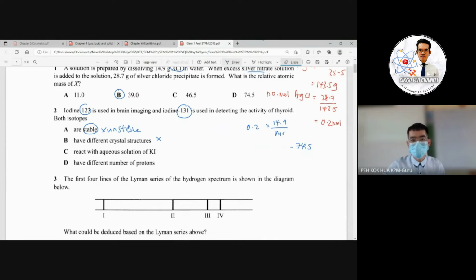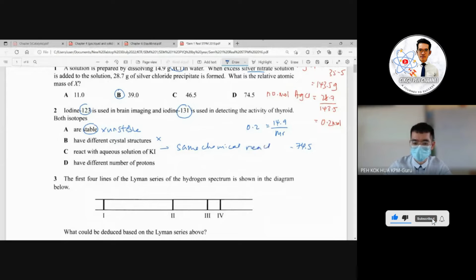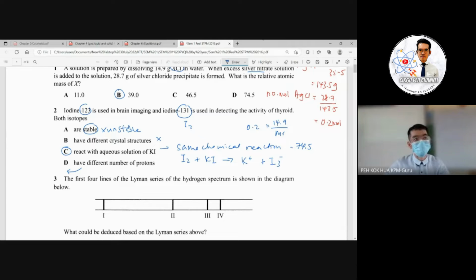Then C, react with the aqueous solution of KI. Both isotopes actually have the same chemical reaction. Here both are I2, so I2 will react with KI and produce K+ and I3-. So this will be the answer. And then D, we are sure this will be wrong also, because isotopes have the same number of protons but different numbers of neutrons. So here it should be the same number of protons, so wrong already. The last answer will be C.